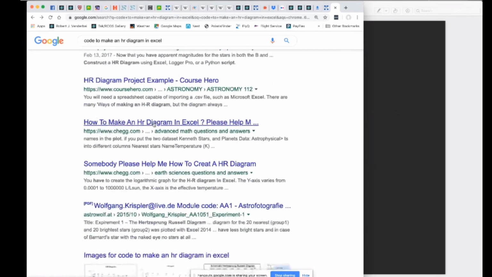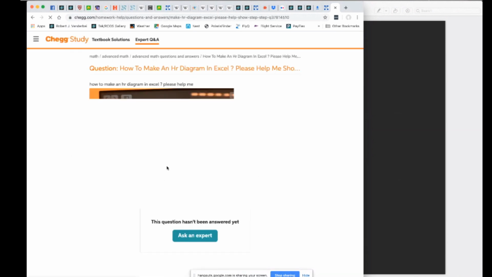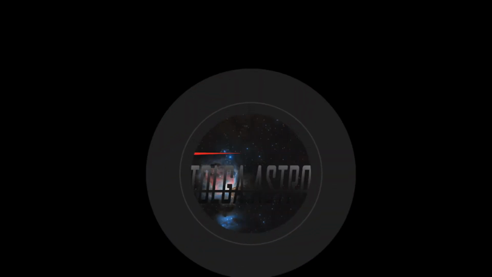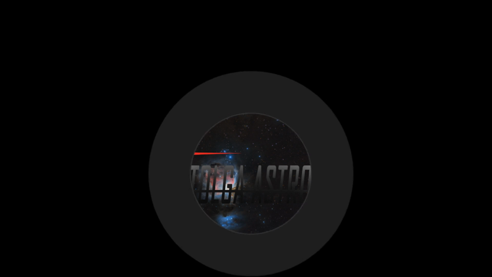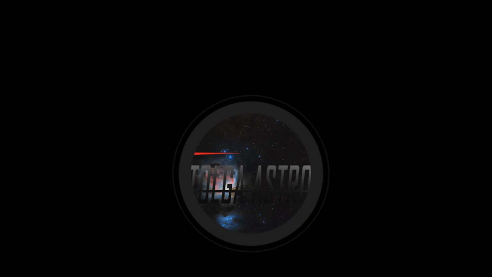So here's how to make an HR diagram in Excel. Please verify you are human. I'm not a robot. It's not going to show it to me. Here we go. What's helping us here is we're assuming that all the stars' relative magnitude is the absolute magnitude. Yeah. We don't have to figure out differences.